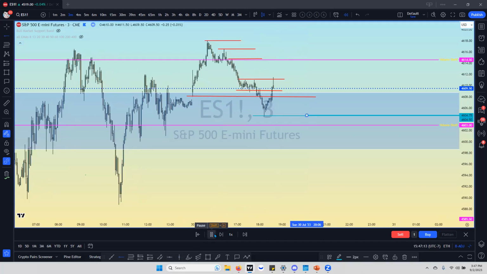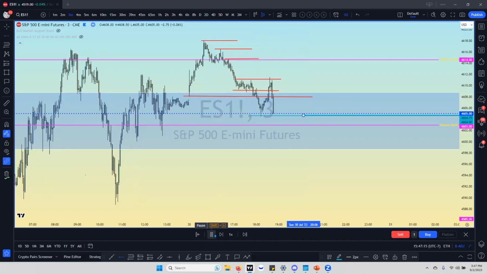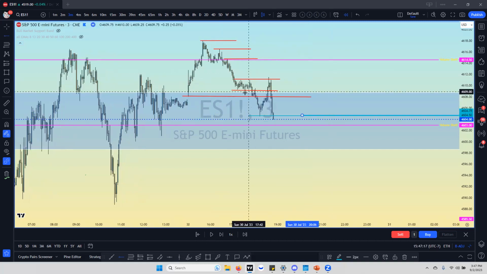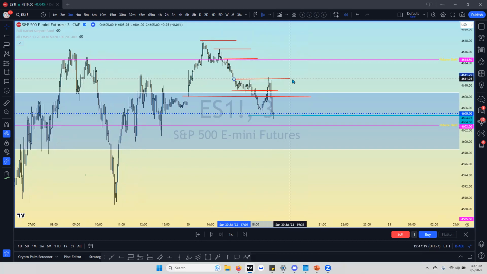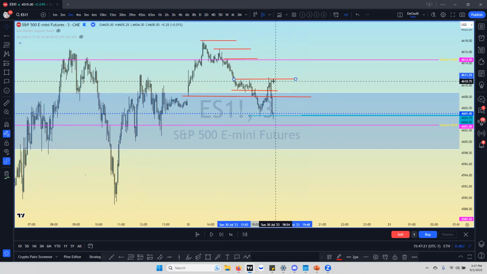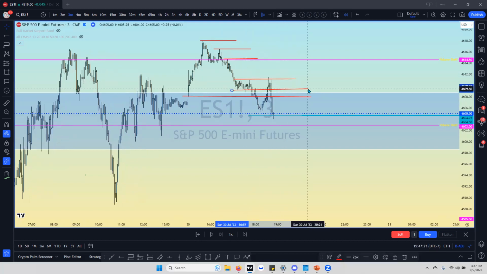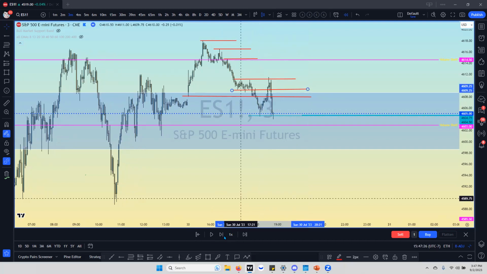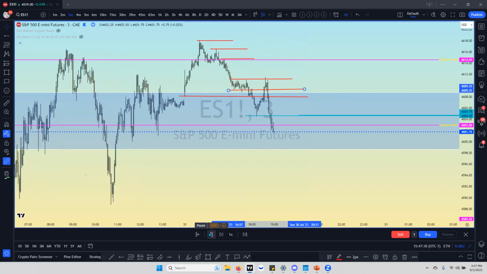Let's see when this downtrend reverses now. It doesn't. See how all we did was come up, test this, came up, tested this, and the downtrend continued. Now we've got to see if this support holds. And it doesn't.